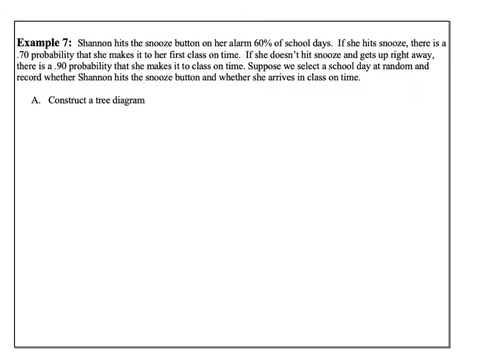So in example 7, Shannon hits the snooze button on her alarm 60% of school days. If she hits the snooze, there's a 70% probability that she makes it to her first class on time. If she doesn't hit the snooze and gets up right away, there's a 90% probability that she makes it to class on time. Suppose we select a school day at random and record whether Shannon hits the snooze button and whether she arrives in class on time.